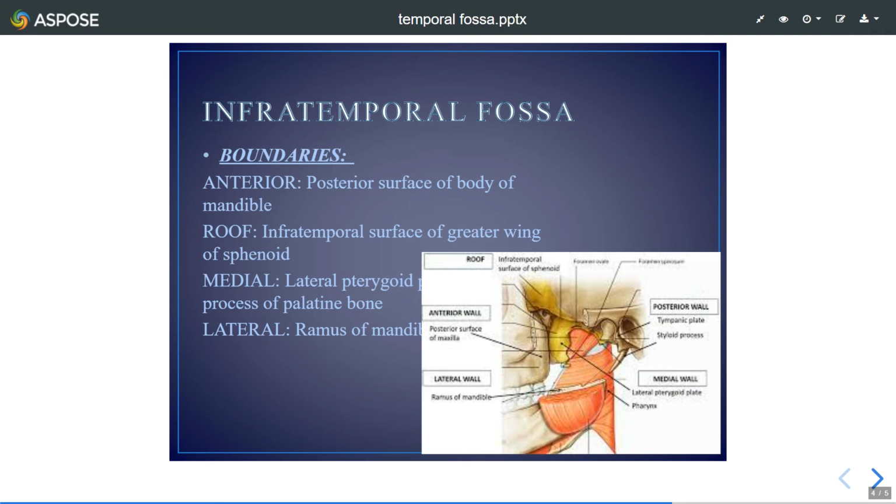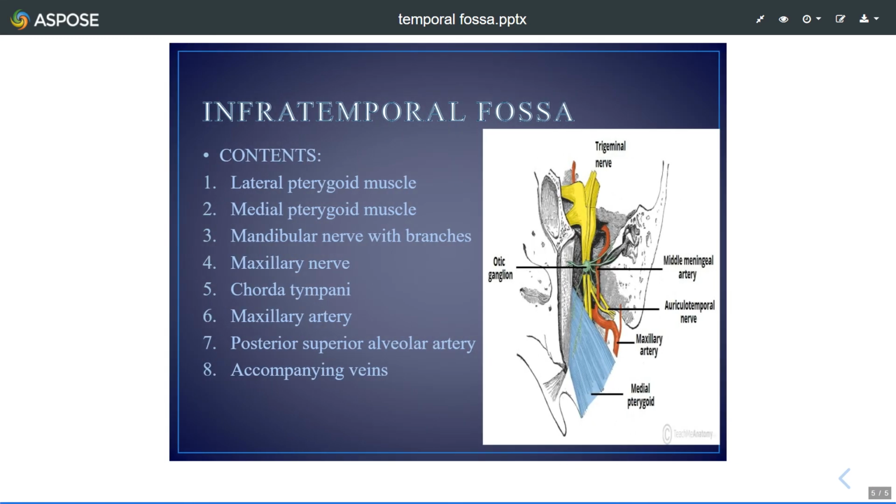Medially, lateral pterygoid plate and pyramidal process of palatine bone lie, and laterally the ramus of the mandible is present. Infratemporal fossa communicates with the orbit through the inferior orbital fissure, with pterygopalatine fossa through the pterygomaxillary fissure, and with temporal fossa. Now we see about the contents which are also marked in this diagram.